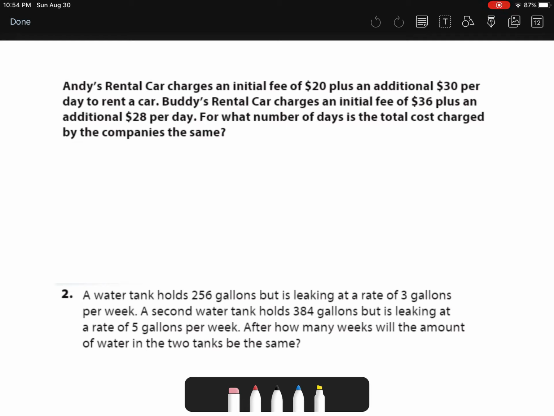Okay, Andy's rental car charges an initial fee of $20 plus an additional $30, there's that word per day, to rent a car. Buddy's car rental charges an initial fee of $36 plus an additional $28 per day. So you have Andy's rental car place and Buddy's.